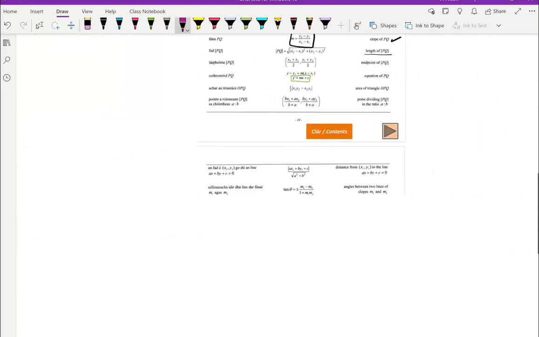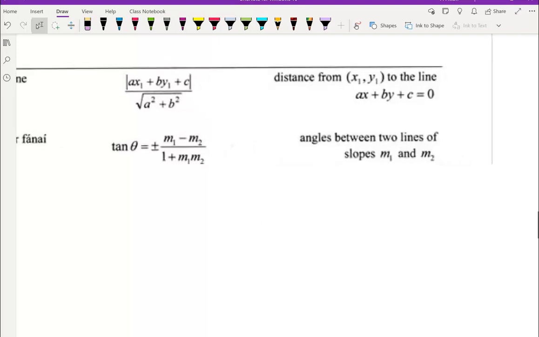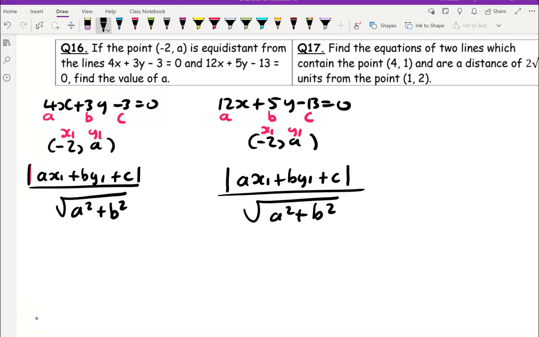So our distance from the point to the line formula is found on page 19. It's the first formula. It's the absolute value of ax1 + by1 + c all over the square root of a squared plus b squared. The a, the b, and the c refer to the equation of the line you're dealing with, as long as it's in the right order: x is first, then y, then c. And x1, y1 is the point you're checking. I'm going to find the distance now from (-2, a) to both these lines.